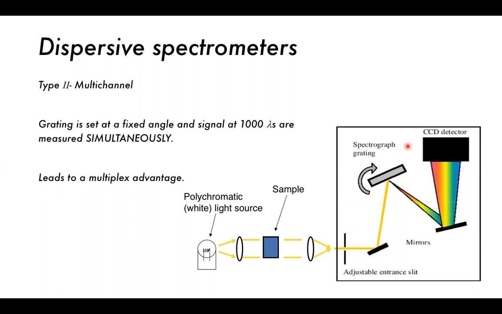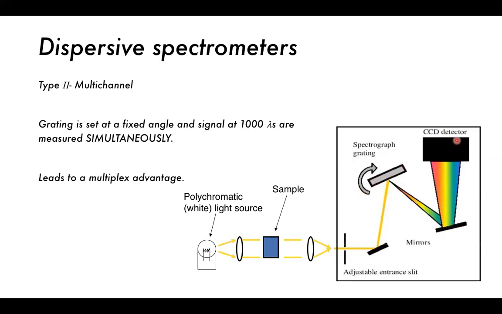We have multi-channel dispersive spectrometers. So these are making use of CCD detectors, which are sort of arrays of photodetectors. The grating here is set at a fixed angle, and signals at 1,000 wavelengths are measured simultaneously. So this CCD detector is set up so that each pixel will absorb a single wavelength, and that wavelength will be determined based on the position of the grating and the mirrors. Before, the grating could move in the dispersive instrument, but in this multi-channel instrument, it is fixed.